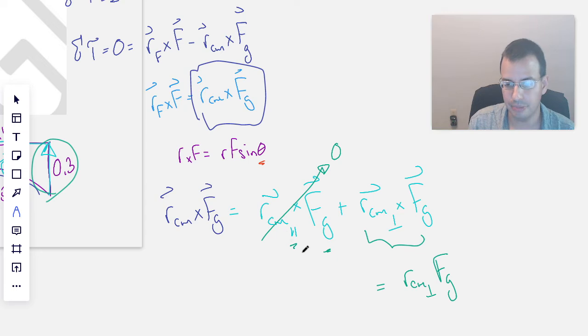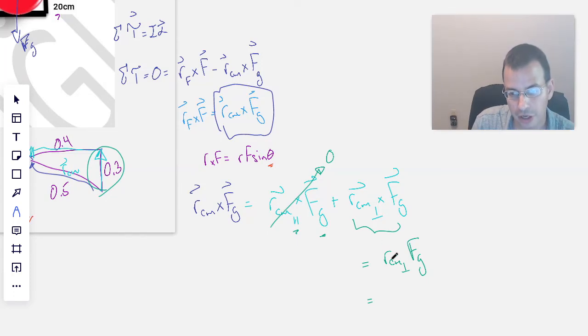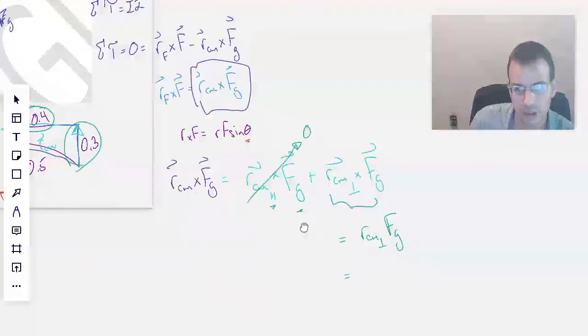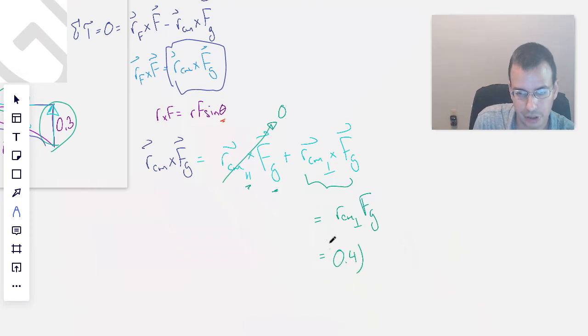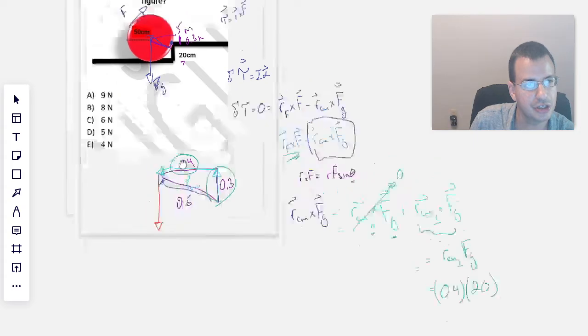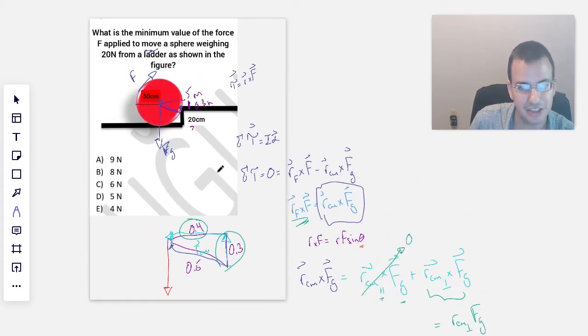Cross products give you a vector, but I'm going to ignore that out of convenience for right now. So if we look at R center of mass perpendicular times force gravity, the perpendicular portion is 0.4. Force gravity is 20. I think they told us that. 20 newtons. So this right here is just going to be 0.4 times 20. And we said earlier this is going to be equal to RF, the force. So the force, the idea is we want to minimize the force. So to minimize the force, we want to maximize RF, so the moment arm.